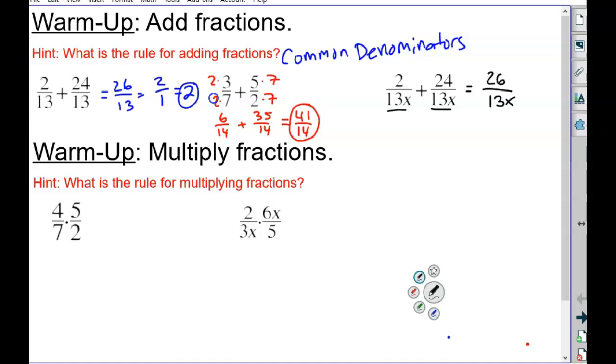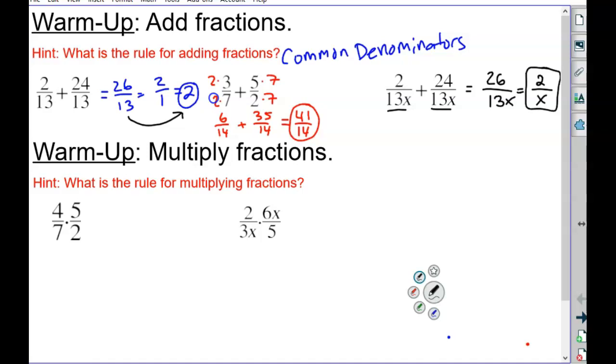However, we're not done with that answer because we can still think of this as 26 over 13, and that reduces down to 2, just like the first one did. However, there's a difference here. The x on the bottom has to stay in the denominator. So 2 over x.